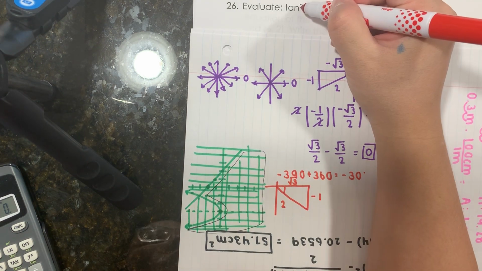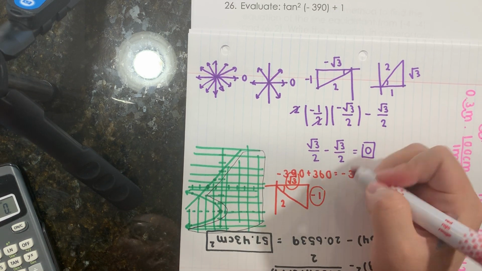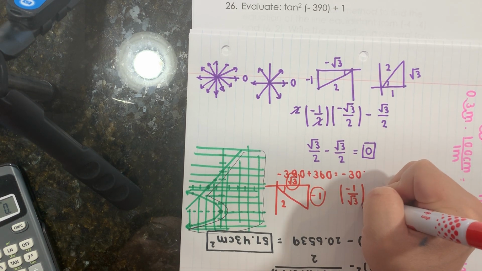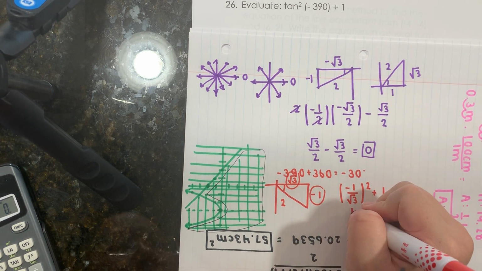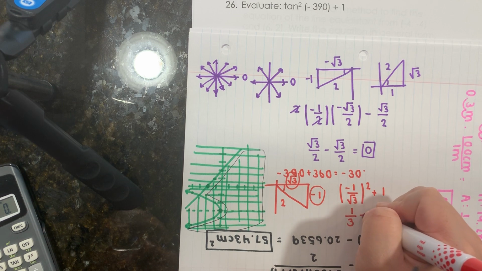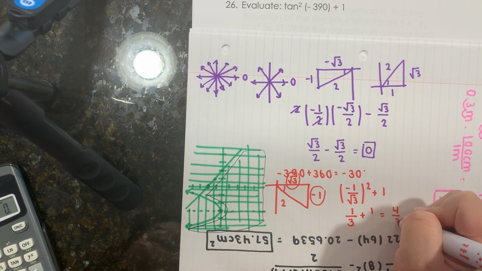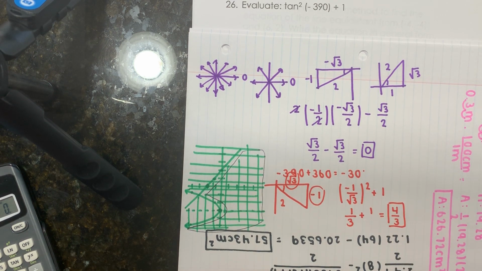Now I'm doing the tangent of that triangle. Tangent is opposite over adjacent. So that would be negative 1 over root 3, but I would need to square that. Negative 1 squared is 1, root 3 squared is 3, and I'm adding that to 1. So your result is either 4/3 or 1 1/3 for number 26.